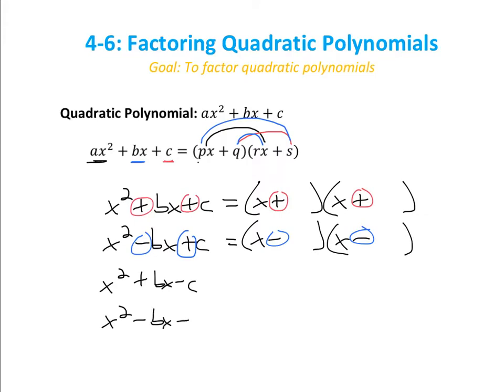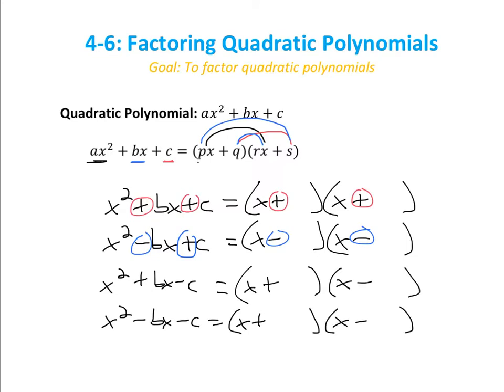Okay, the next scenario is if you have plus bx minus c, or you could have minus bx minus c. Now in each of these situations, you're going to have one plus, one minus. And then the big part to think about for those types of situations is you'll have the bigger number as plus here, and the smaller number as the minus. And for this one, you're going to have the bigger number as the minus, and the smaller number as the plus. Okay, so those are the big keys to how to factor these things.